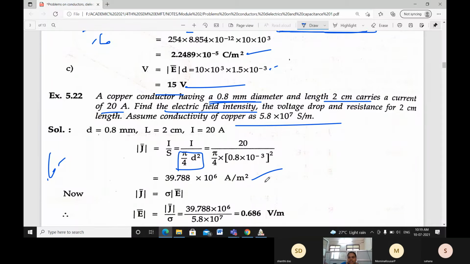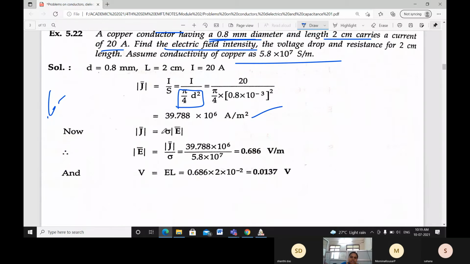If you got your current density, we can find the electric field intensity. The equation is J equals sigma times the electric field intensity. I want the electric field intensity, therefore E is going to be J divided by sigma. That is equals to 39.788 into 10 raised to 6 divided by 5.8 into 10 raised to 7. They gave the conductivity, so you can substitute here. That is going to be equals to 0.686 volts per meter. This is the electric field intensity we got.